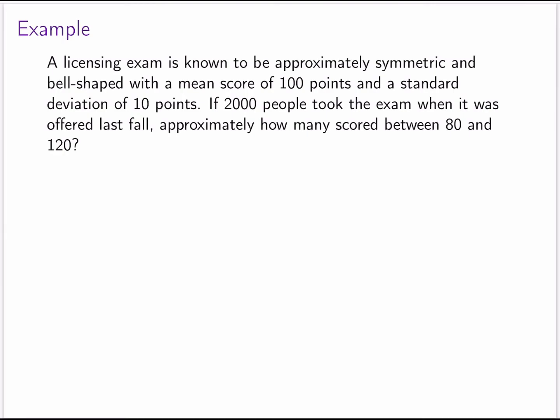Okay, so now we have the same licensing exam. We still have a mean of 100 points, and we still have a standard deviation of 10. Now we know that 2,000 people took the exam when it was offered last fall. We want to know about how many scored between 80 and 120. So let's draw again our bell-shaped curve to help us think about this.